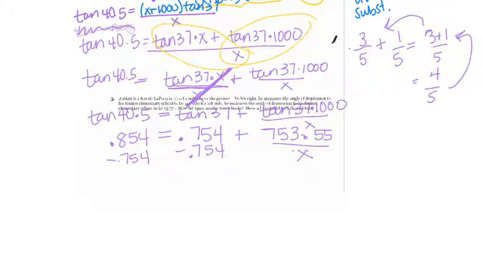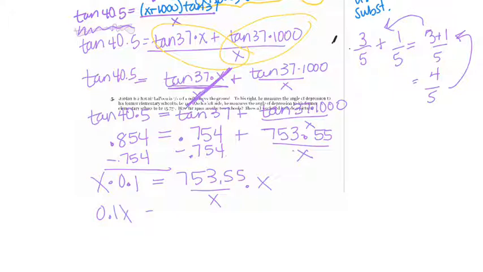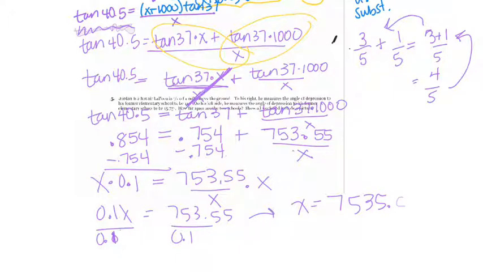Okay, and I'm going to have 0.1 equals 753.55 over x. So to get rid of x on both sides, I'm going to multiply by x. This is 0.1. So now I have 0.1x equals 753.55. Just talking through my algebra here. So then I got x equals 7535.5. That's x, guys. Here's the problem. That was just x. Yikes.